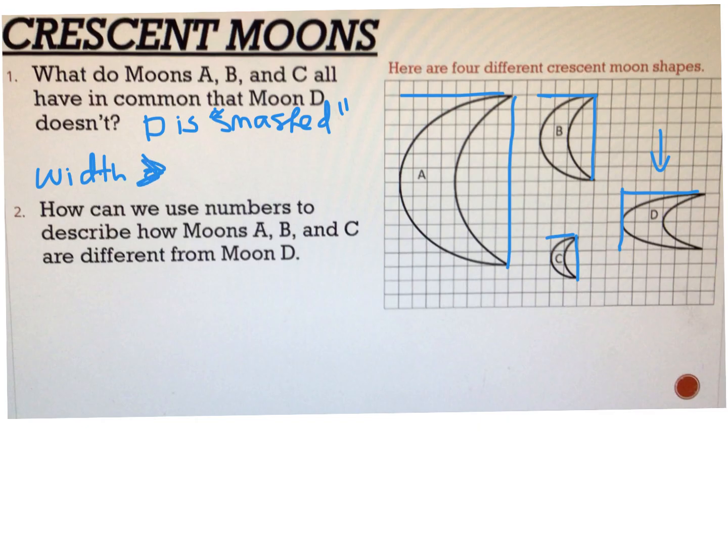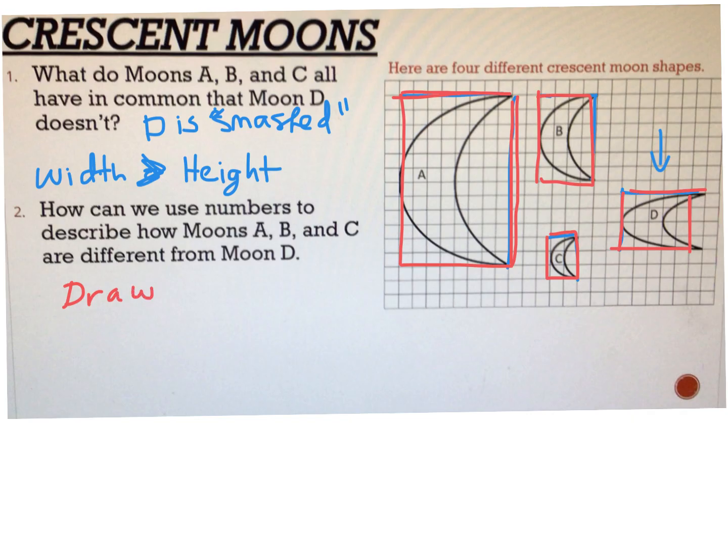So that would be another difference. The width is greater than the height. That would be another unique thing about moon D. Now, how can we use numbers to describe how A, B, and C are different from D? So now if we were to use numbers instead of just looking at the picture, what could we say? Well, we could look at the height and the width. If we boxed them in like that, then we could just look at the height and the width of the boxes. So that could be one way to assess the pictures.